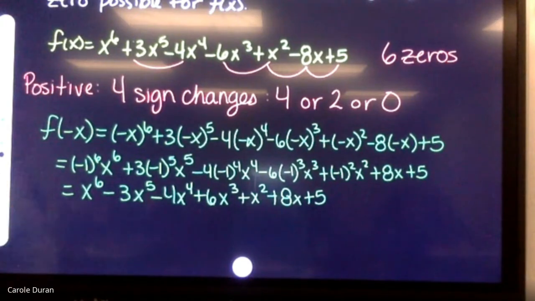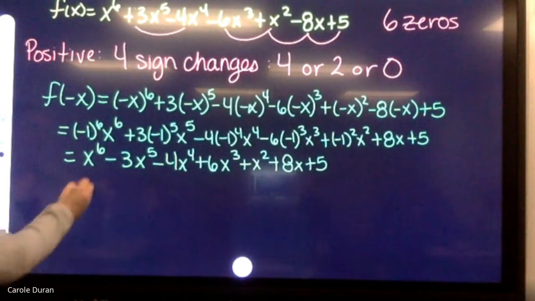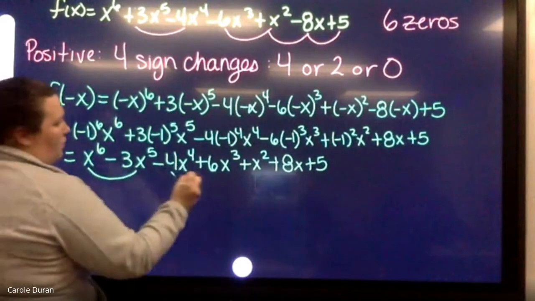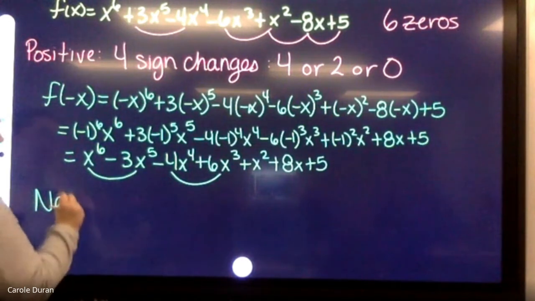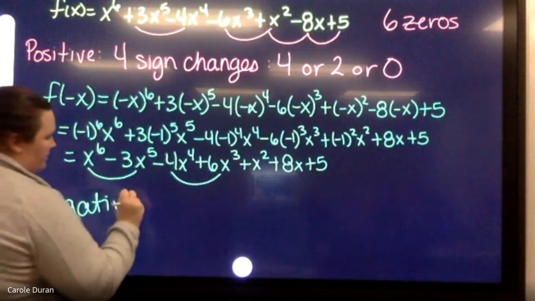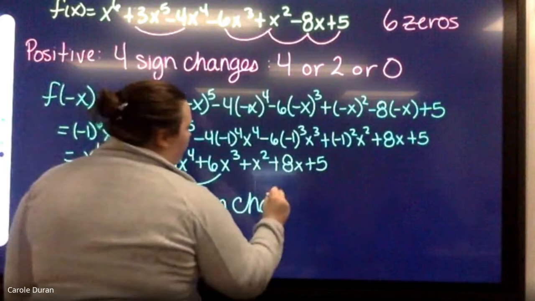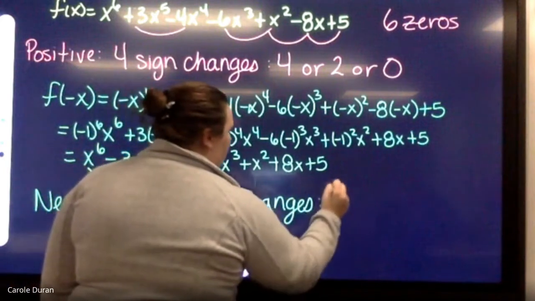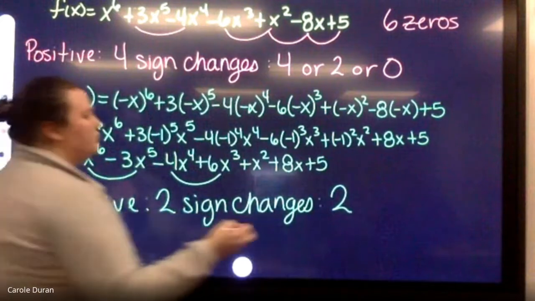Once I get to this step, I go ahead and I count my number of sign changes again. So how many sign changes do I have present here? Well, I have one here, and that's it, right? So that means when I'm counting my negative sign changes, I had 2. So I will have how many negative zeros? 2 or 0.